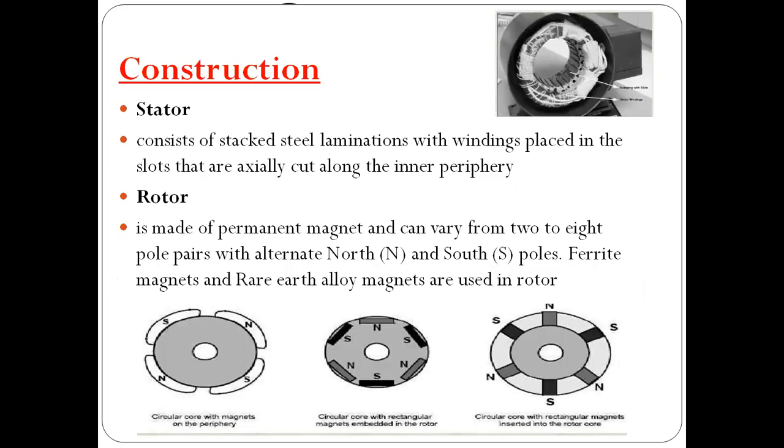The construction. The stator is laminated, with the winding placed in slots that are axially cut along the inner periphery. The rotor is made up of permanent magnets, which can vary from 2 to 8 pole pairs with alternating north and south poles. Ferrite magnets and rare earth alloy magnets are used in the rotors. Below are the three types of rotor used in the BLDC.